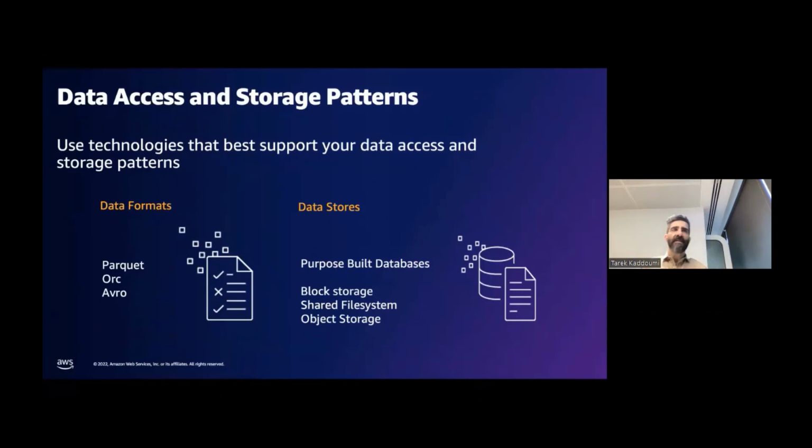Moving forward, the data access and storage patterns also play a big role. Having the right data formats will help you for sure to have the right storage options in order to achieve a better storage sustainability decision. I'm talking here about, for example, using the Parquet format, which stores your files in a columnar way, using compressed files, using flat files, these types of formats according to your use case in order to reduce the impact of your workload. And in addition to this, you can map your data formats into a purpose-built database.